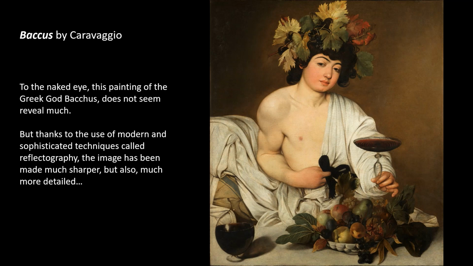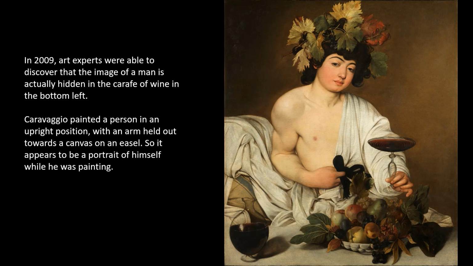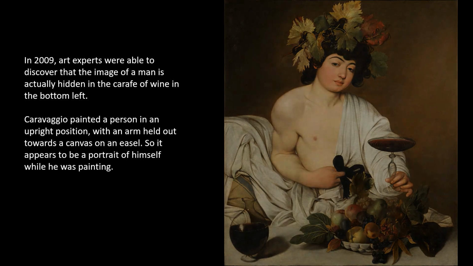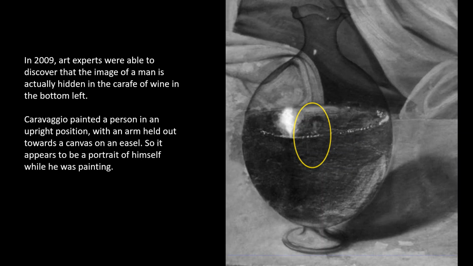To the naked eye, this painting of the Greek god Bacchus does not seem to reveal much. But thanks to the use of modern and sophisticated techniques called reflectography, the image has been made much sharper, but also much more detailed. In 2009, art experts were able to discover that the image of a man is actually hidden in the carafe of wine in the bottom left. Caravaggio painted a person in an upright position with an arm held out towards a canvas on an easel, so it appears to be a portrait of himself while he was painting.